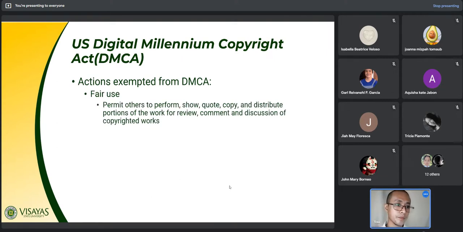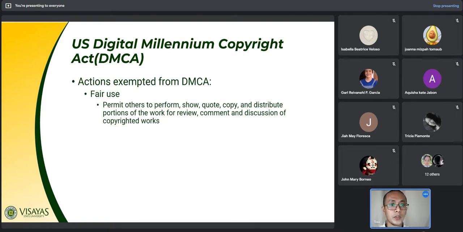fair use. So ang fair use, class, mean to say it permits others to perform, show, quote and copy and distribute versions of the work for review, comment and discussion of copyrighted works. So mean to say class, if you try to review a research article, then you are not violating any copyright from the author, because imo man gi-review ang research article.